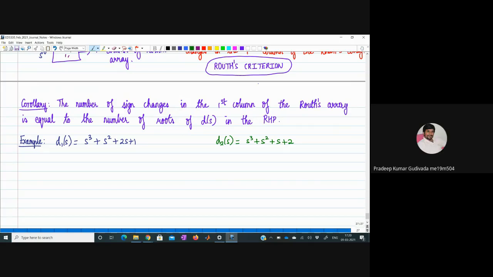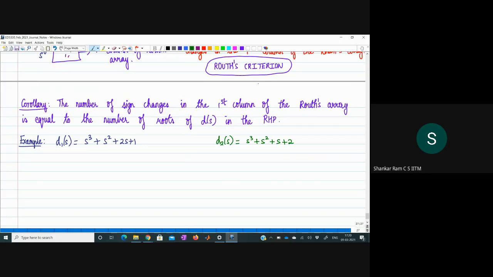The s coefficient and the constant value. Yes. So essentially we have swapped the coefficient of the s term and the constant term. That is what we have done as far as the D1 and D2 polynomials are concerned.